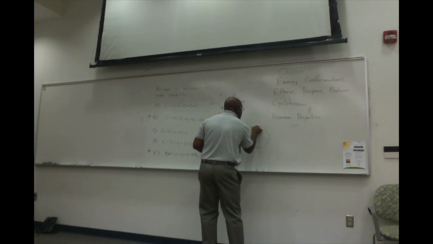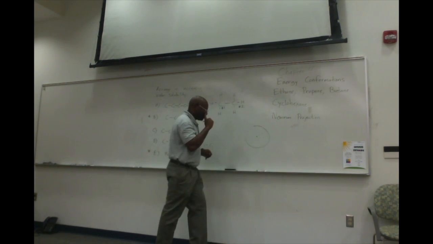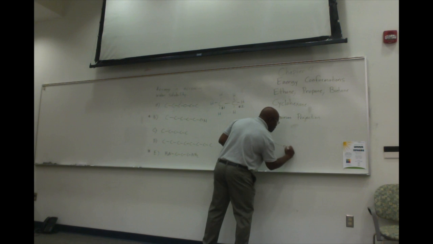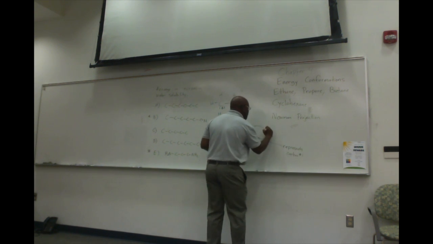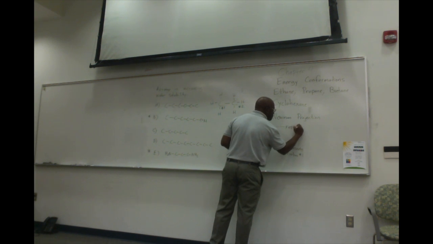We got a big circle and a dot. The dot represents carbon 1. The big circle represents carbon number 2.